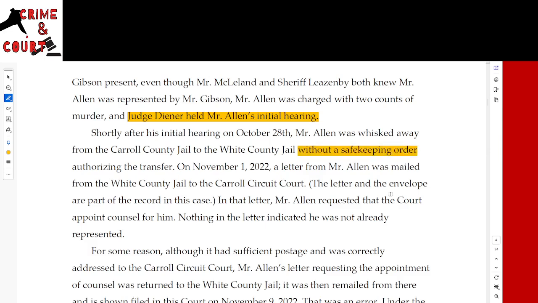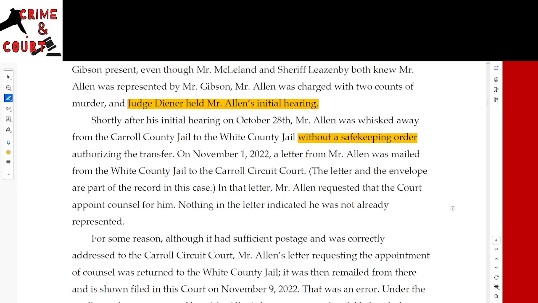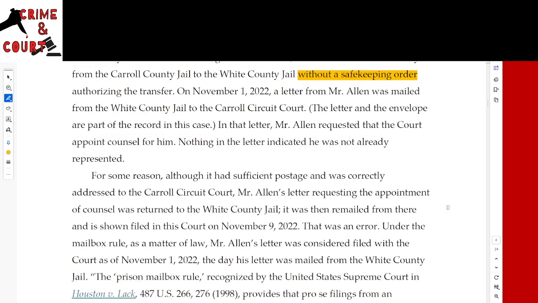How does that happen? On November 1st, 2022, a letter from Mr. Allen was mailed from the White County Jail to the Carroll Circuit Court. The letter and the envelope are part of the record in this case. In that letter, Mr. Allen requested that the court appoint counsel for him. Nothing in the letter indicated he was not already represented. For some reason, although it had sufficient postage and was correctly addressed to the Carroll Circuit Court, Mr. Allen's letter requesting the appointment of counsel was returned to the White County Jail.